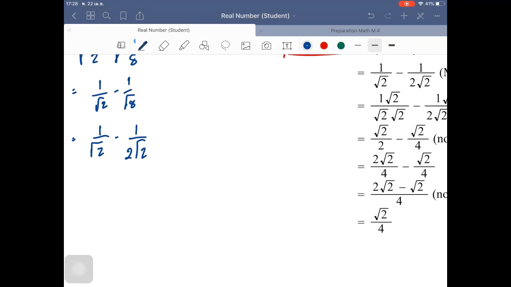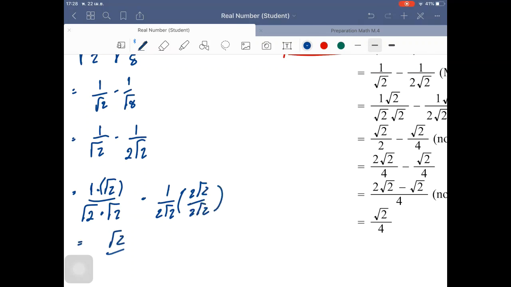And what to do next? Multiply by itself, the denominator, in order to make the denominator not a radical. Okay, what do you get? Square root 2 over 2 minus 2 square root 2 over 4. You see?